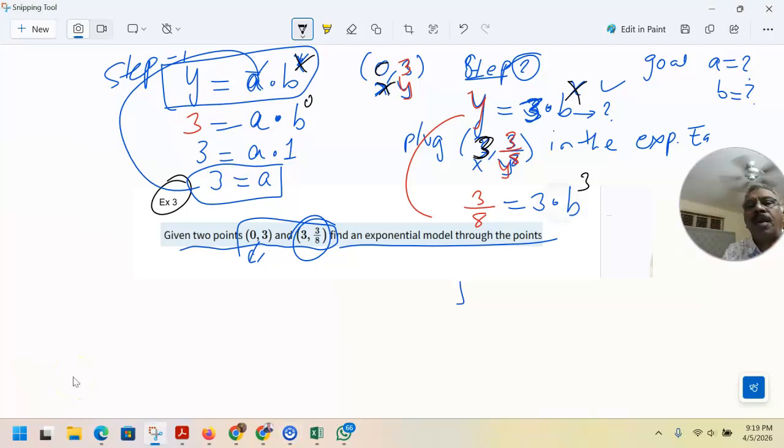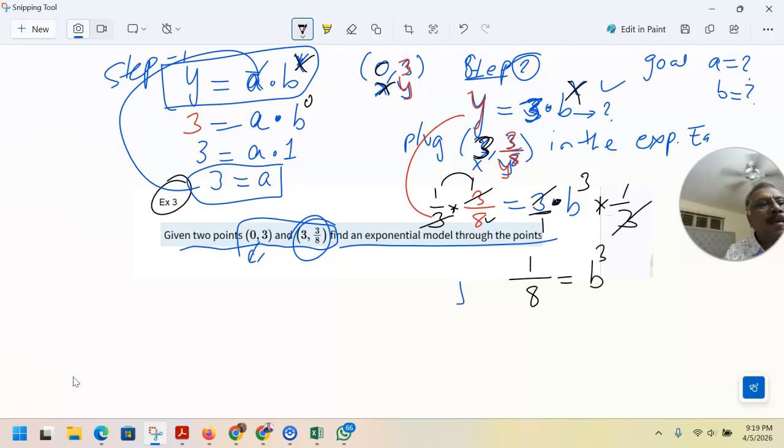Now to solve for b, it's better to multiply both sides. Because there is a 3 over 1 here, I'll do 1 over 3 times 1 over 3. So this 3 and this 3 cross out, and what I'm left with is 1 here. 1 times 1 is 1, and 8 stays here, equals this 3 crosses out, and you get b raised to 3. Okay.